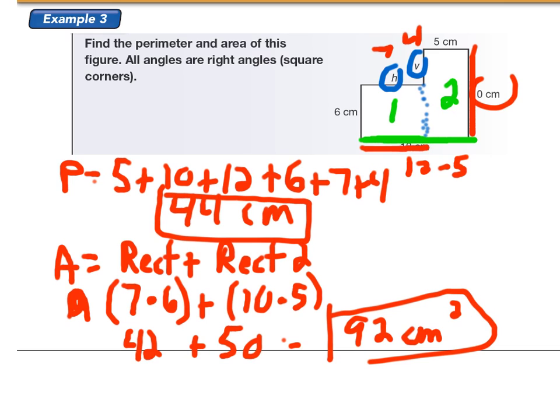There's our two answers for those. Okay? Those are pretty tricky ones, so if you need help on ones like that, feel free to ask. Okay? Otherwise, good luck on your homework.